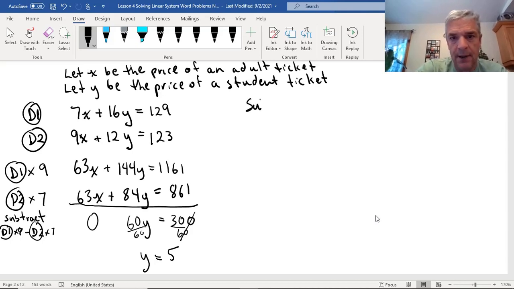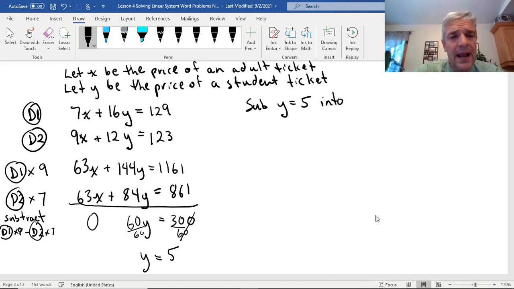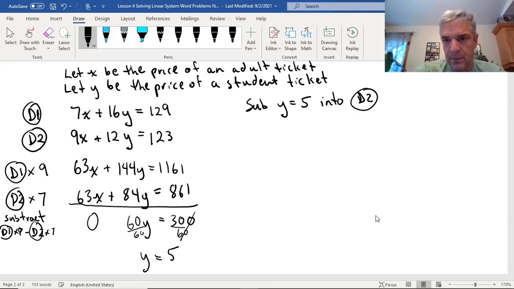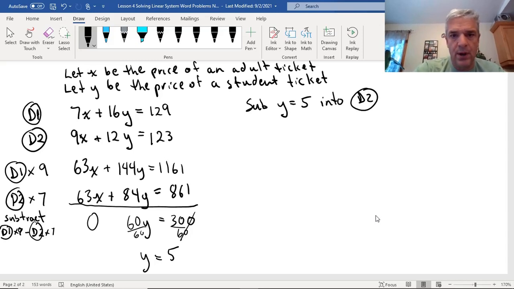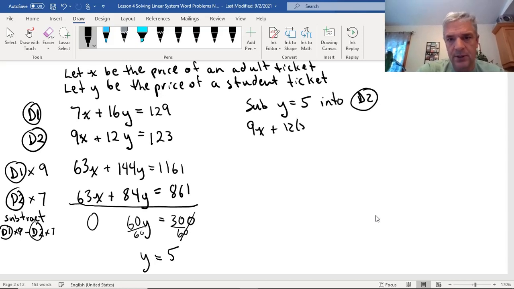So I'm going to sub y equals 5 into, and it doesn't matter, I can pick either equation here, D1 or D2. I'm going to pick D2 just for fun. I think it looks like it'll be a slightly easier question for me, but I don't know that for sure. So let's just try it. Okay, so into D2. And that means I'm taking this equation and I'm putting 5 in where the y is. So I get 9x plus 12 times 5 equals 123.